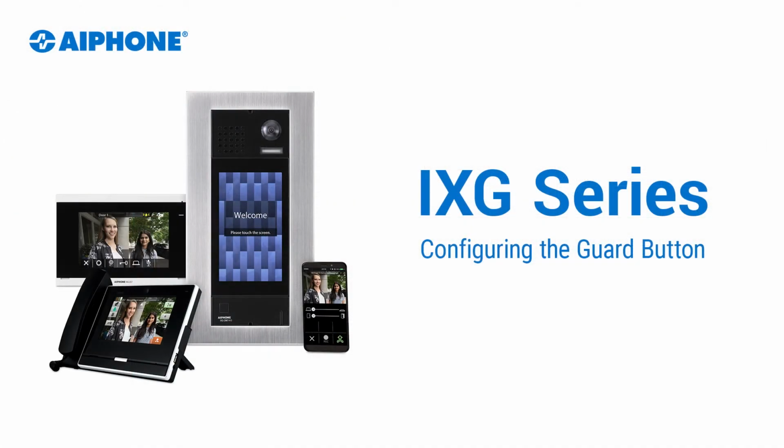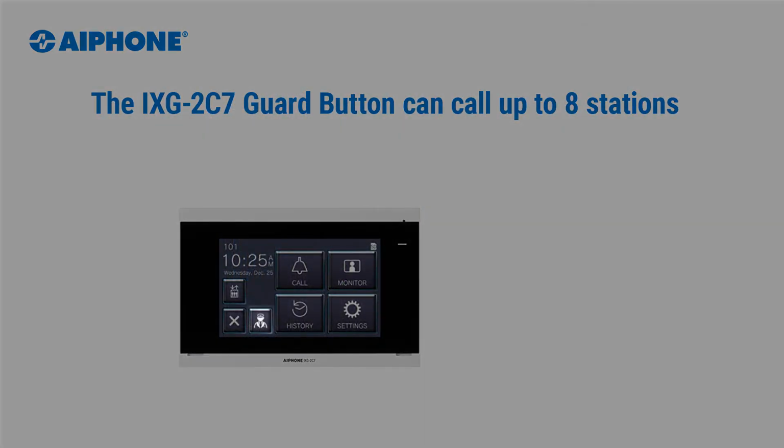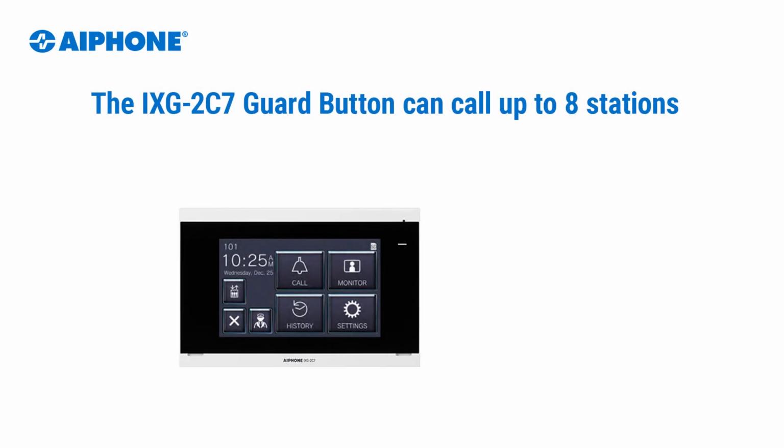Now we'll configure the guard button on the IXG-2C7. The IXG-2C7 has an on-screen guard button which can be used to call up to 8 different stations from either a commercial unit or an inside area. Additionally, it can call one group of guard station apps.